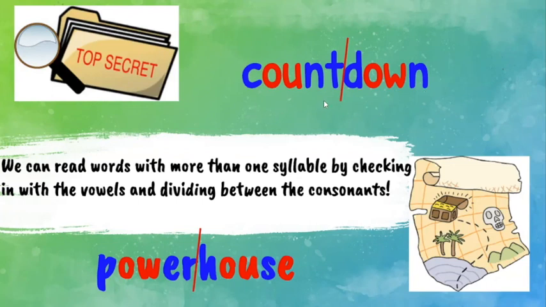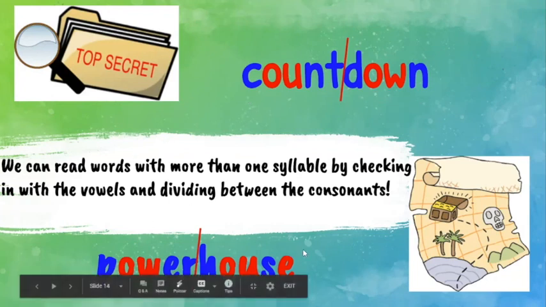down, count, down. And whenever you're blending a word, you want to start with the initial sound of the word and then drag out each sound, listen to the sound, and then go back and blend them. The goal is to read it fluently. Count down. Countdown.